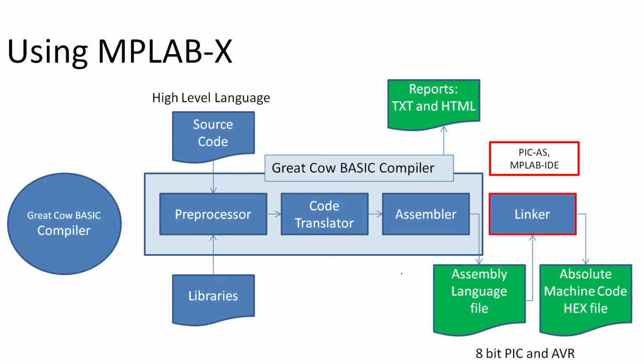But now, how do you use it with MPLAB-X? I showed you this as well. We're going to do exactly the same in terms of source code and libraries. We're going to go through the code translator, through the assembler, and then tell it to go out to the assembly. It's going to generate an assembly language file. Then we're going to push it out to MPLAB PIC-AS. It will generate the hex for us, and then we're going to look at that. We're going to do that from within Great Cow Basic to start with, just to show how it works, and then we're going to do it inside of MPLAB-X.